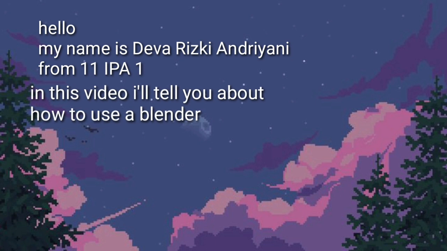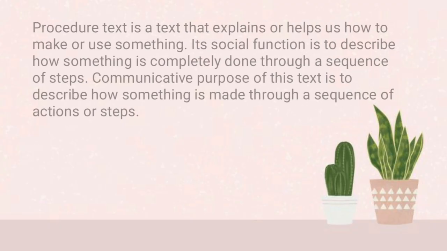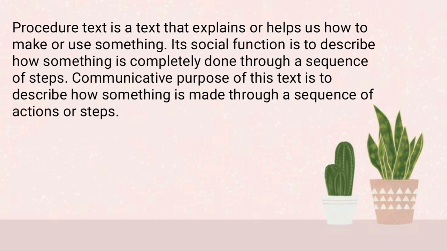In this video, I will tell you about how to use Blender. First, we have to know what is procedure text. Procedure text is a text that explains or helps us how to make or use something. The social function of procedure text is to describe how something is completely done through a sequence of steps. The communicative purpose of this text is to describe how something is made through a sequence of actions or steps.